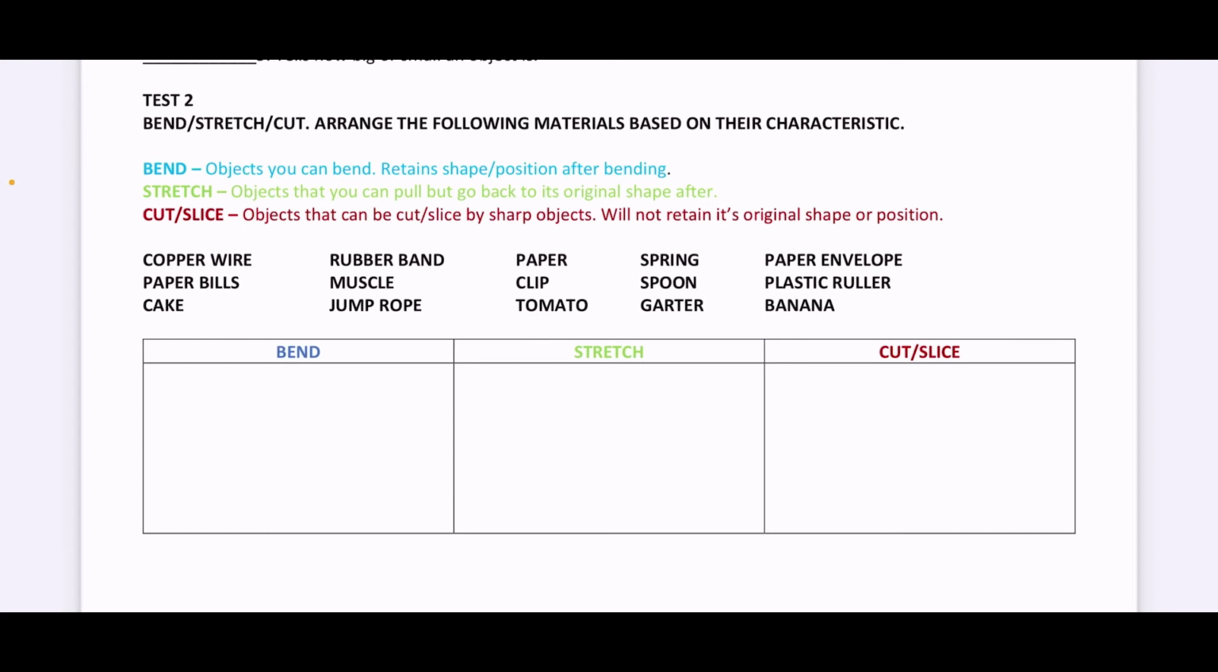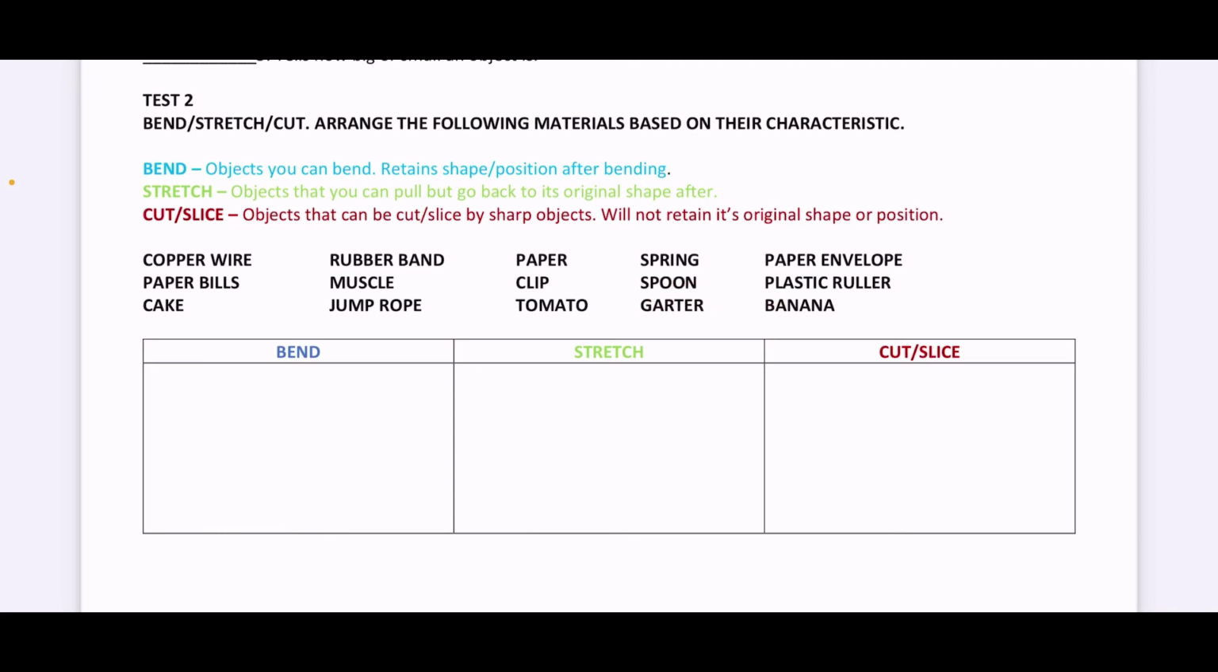Next one, we have paper envelope. Does this one bend, stretch, or slice? Next one, we have mussel. Does this one bend? Does this one slice? Or does this one stretch? Next, we have clip. Does this one bend? Does it stretch, or does it slice or cut? Next, we have spoon. Does this one bend? Does this one stretch, or does this one cut or slice?